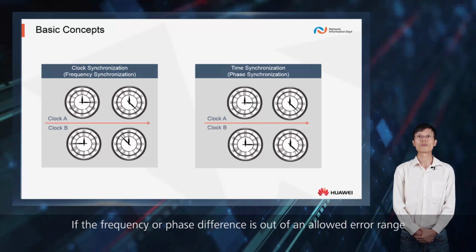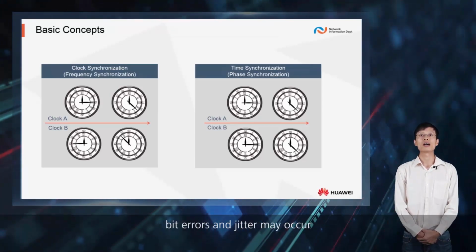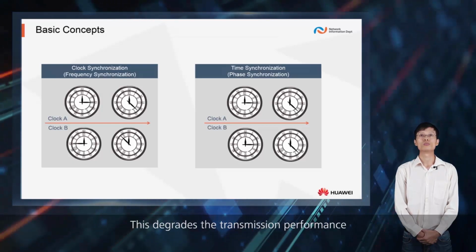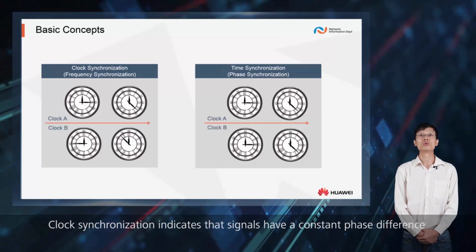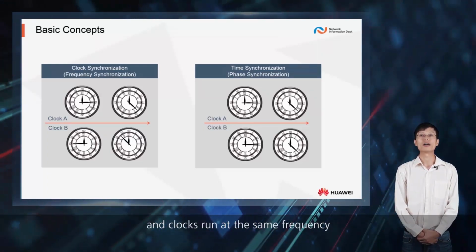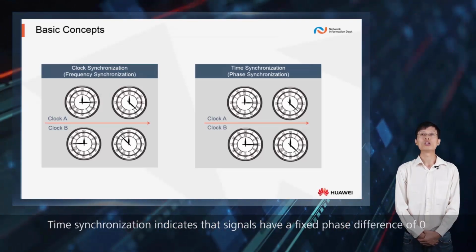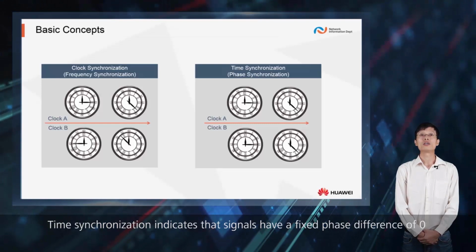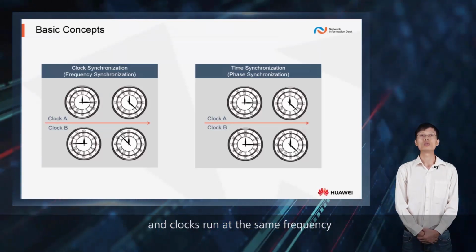If the frequency or phase difference is out of an allowed error range, bit errors and jitter may occur. This degrades the transmission performance. Clock synchronization indicates that signals have a constant phase difference and clocks run at the same frequency. Time synchronization indicates that signals have a fixed phase difference of 0 and clocks run at the same frequency.